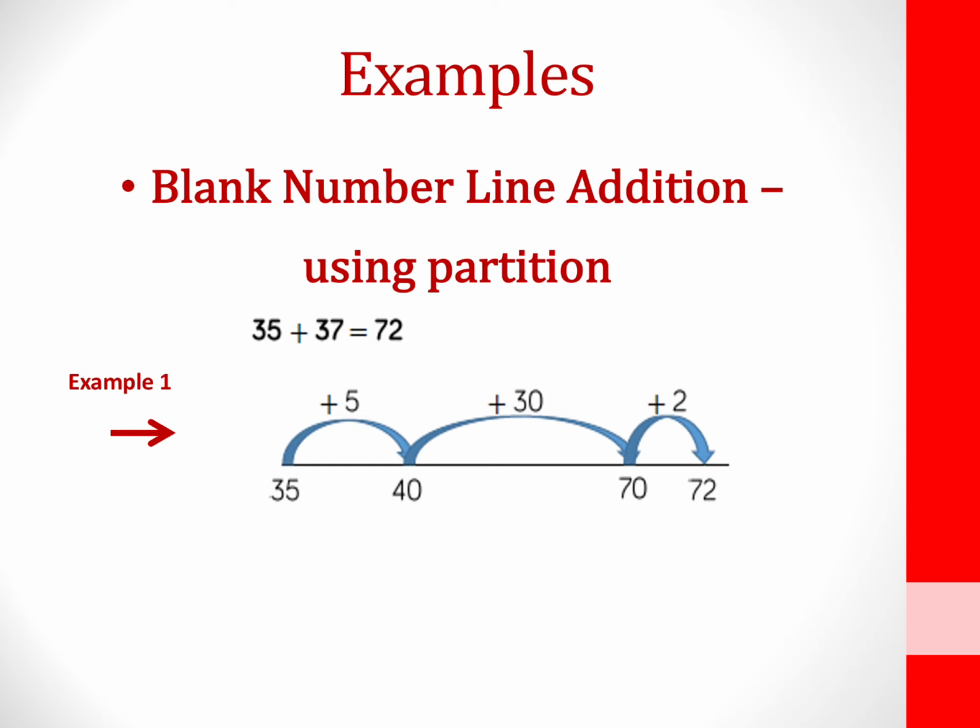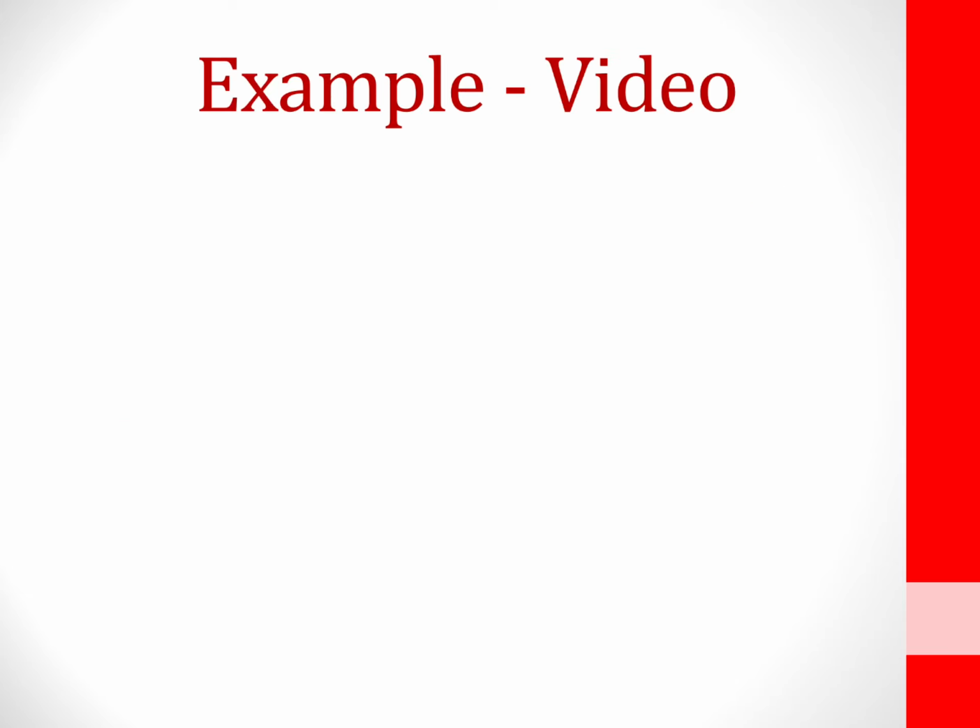In this example, 37 is partitioned into a 5, a 30 and a 2. Starting at 35, you jump on 5 to get to the nearest friendly multiple of 10, which is 40. You then add on in multiples of 10, in this case 40, jump on 30 equals 70. You then add on the remaining 2 to get to the answer of 35, add on 37 equals 72.